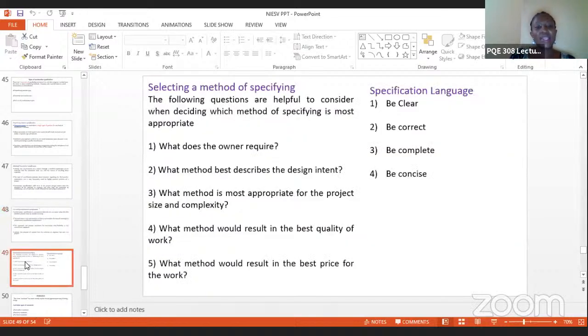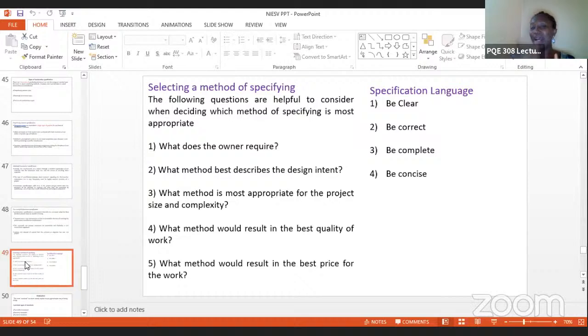And of course, in selecting a method of specifying, you should ask yourself some questions. What does the owner require? What method best describes the design intent? What method is most appropriate for the project size and complexity? What method will result in the best quality of work? What method will result in the best price for the work?